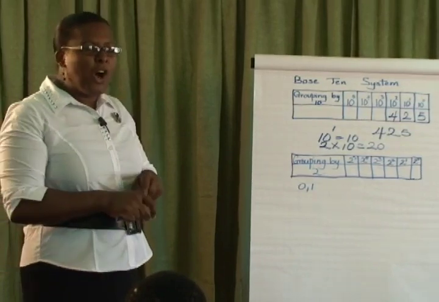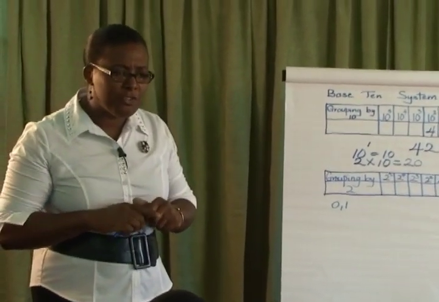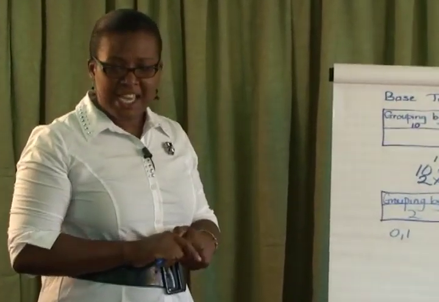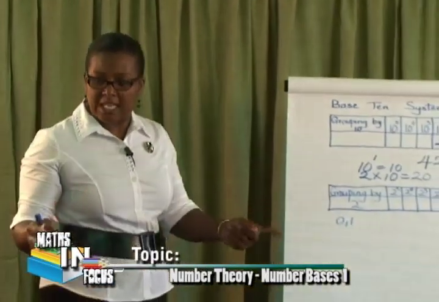And very, very long ago, you had a great mathematician by the name of Gottfried Leibniz. And he was an advocate. He really fell in love with the base 2 system. And wherever he went, he told people about it. So you might be hearing about it now, but it has been around for quite some time. Now let's find out what it entails.